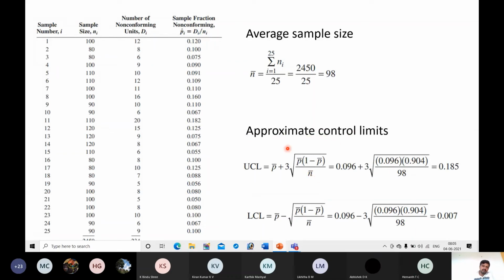For the previous case, you are getting exact control limits because you are considering the sample size of that particular sample. But here you are considering average values. So substitute the values, and you will get the upper control limit and lower control limit for the entire data. Here you are not finding individual control limits. The control limits are constant because we are considering the average sample size. So you will find the upper control limit and lower control limit, and p bar itself is the center line.